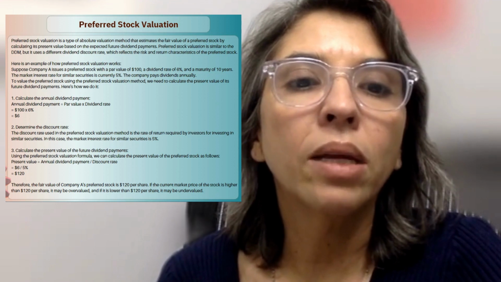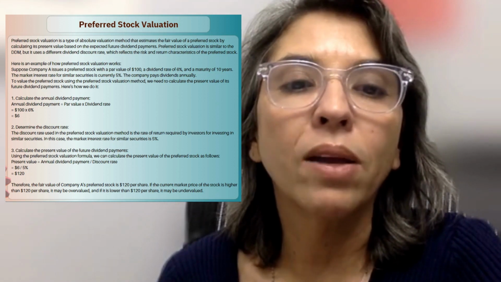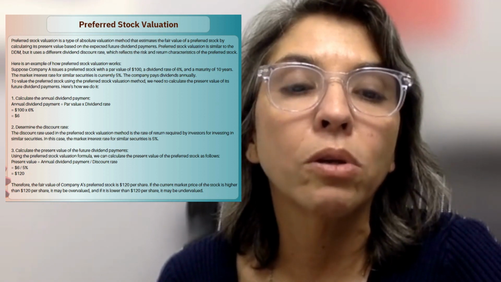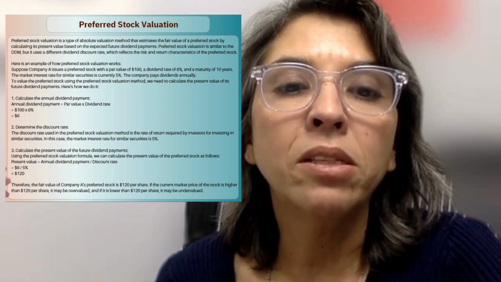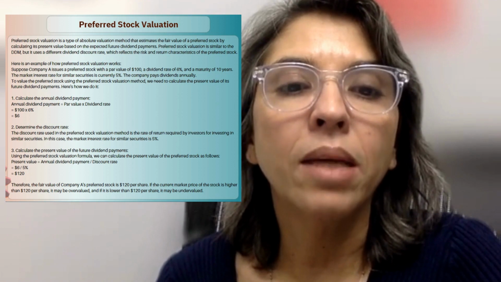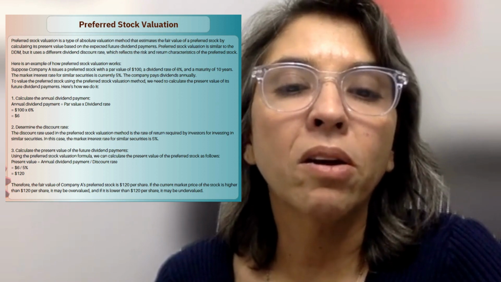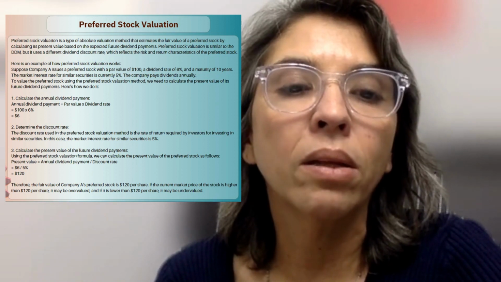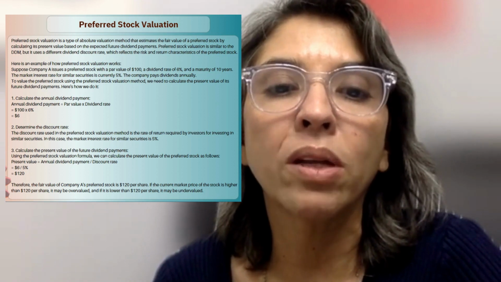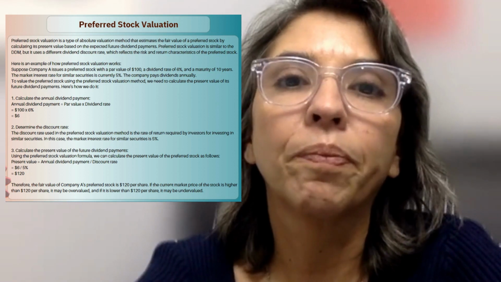Number 3, calculate the present value of the future dividend payments. Using the preferred stock valuation formula, we can calculate the present value of the preferred stock as follows: annual dividend payments divided by discount rate. Therefore, the fair value of Company A's preferred stock is $120 per share. If the current market price is higher than $120 per share, it may be overvalued. And if it's lower than $120 per share, it may be undervalued.